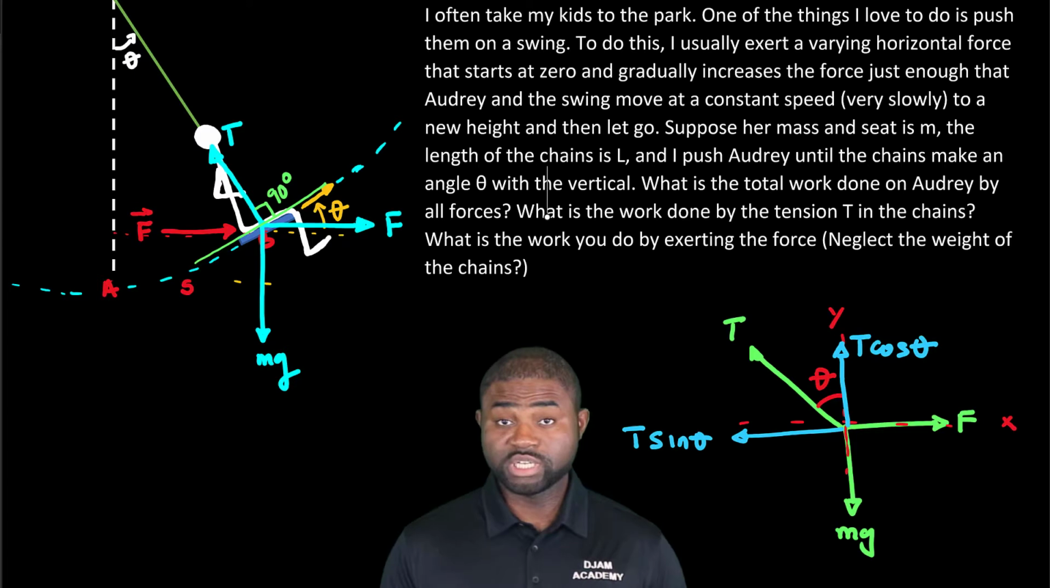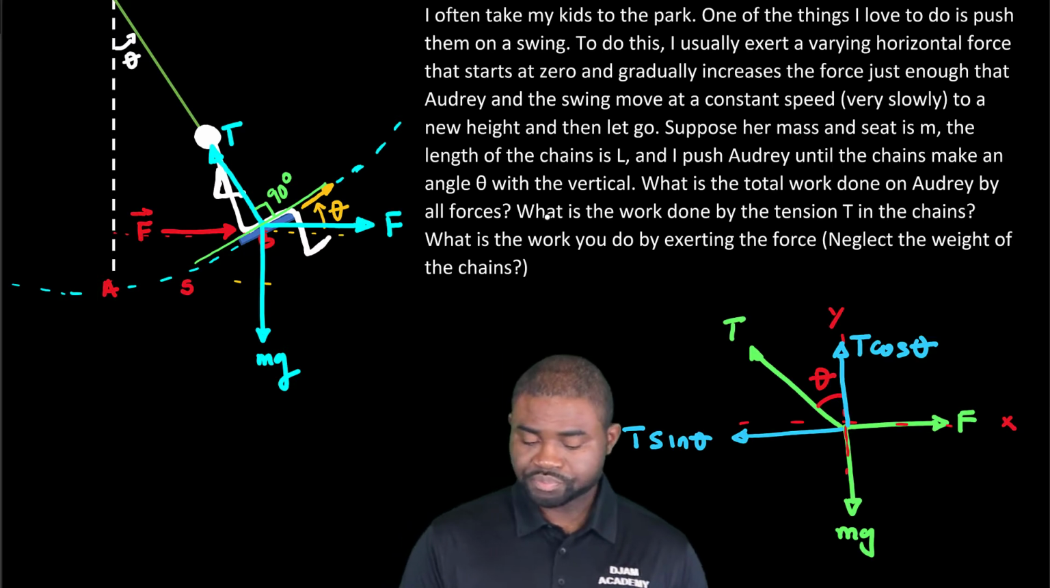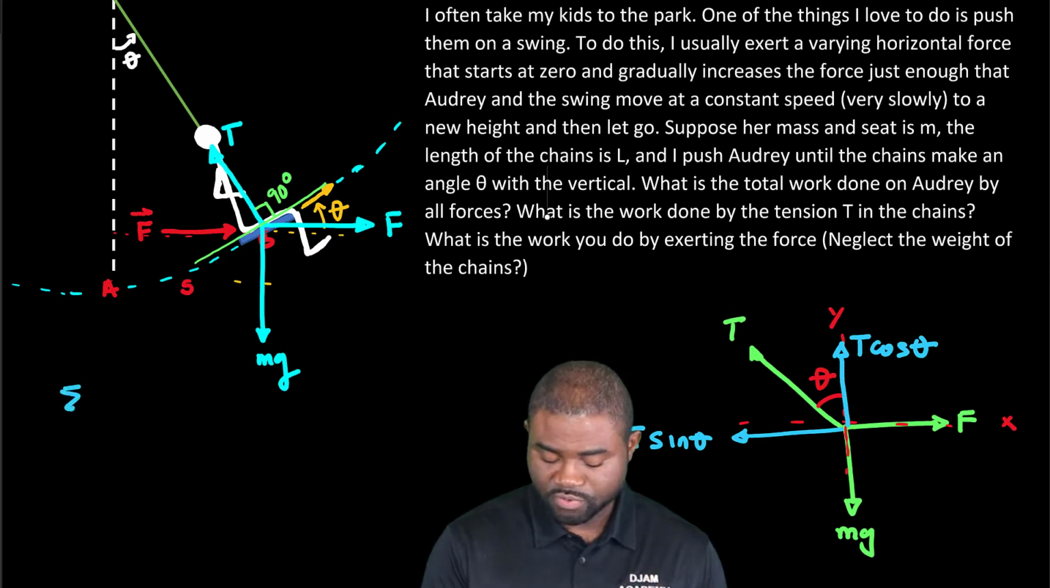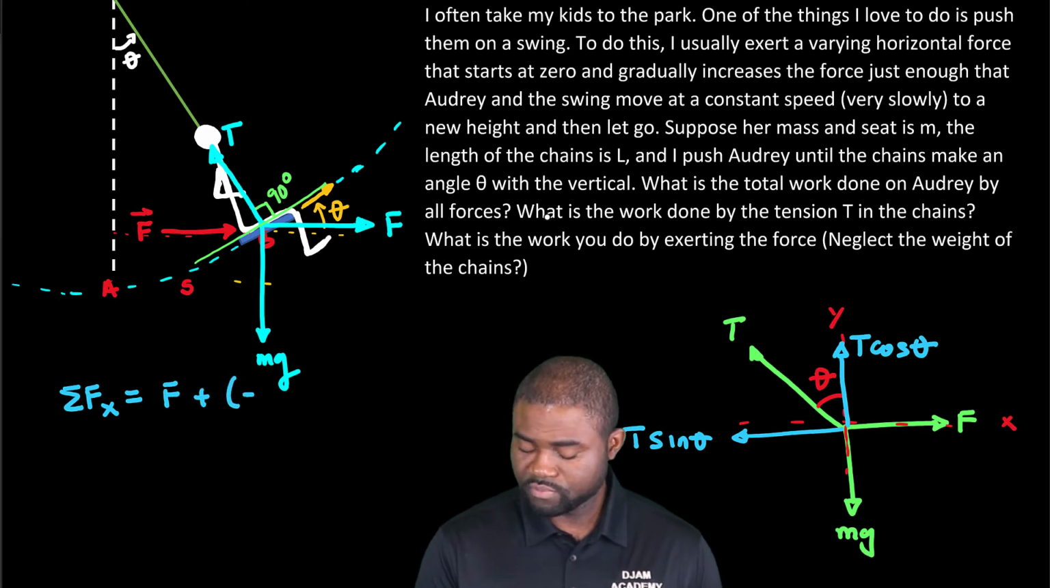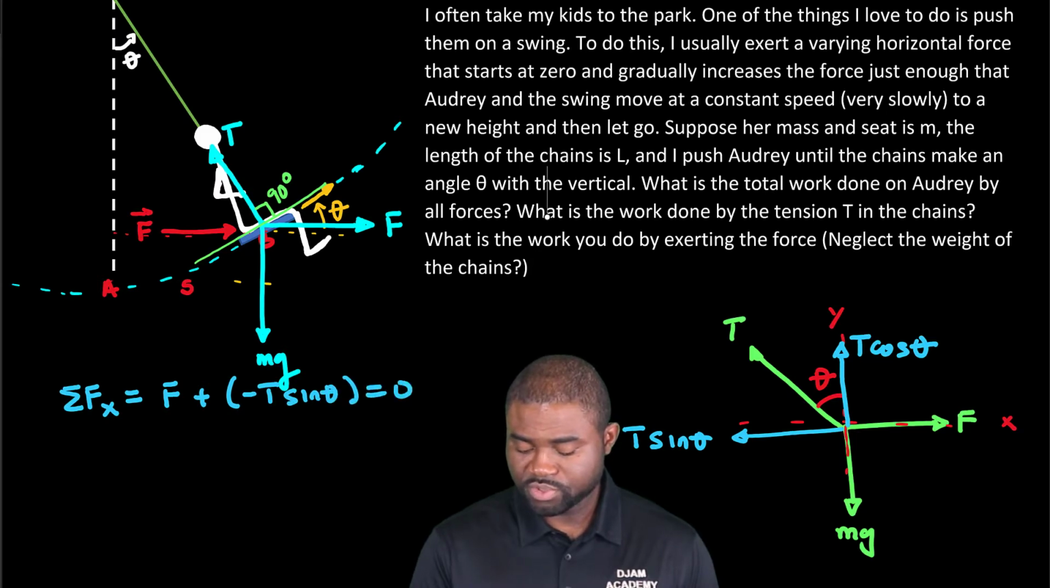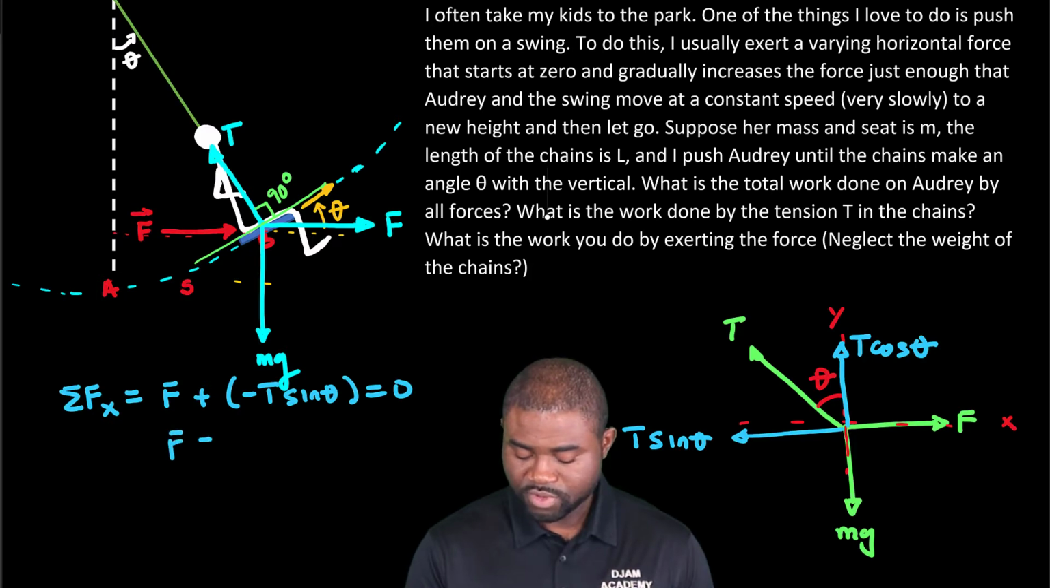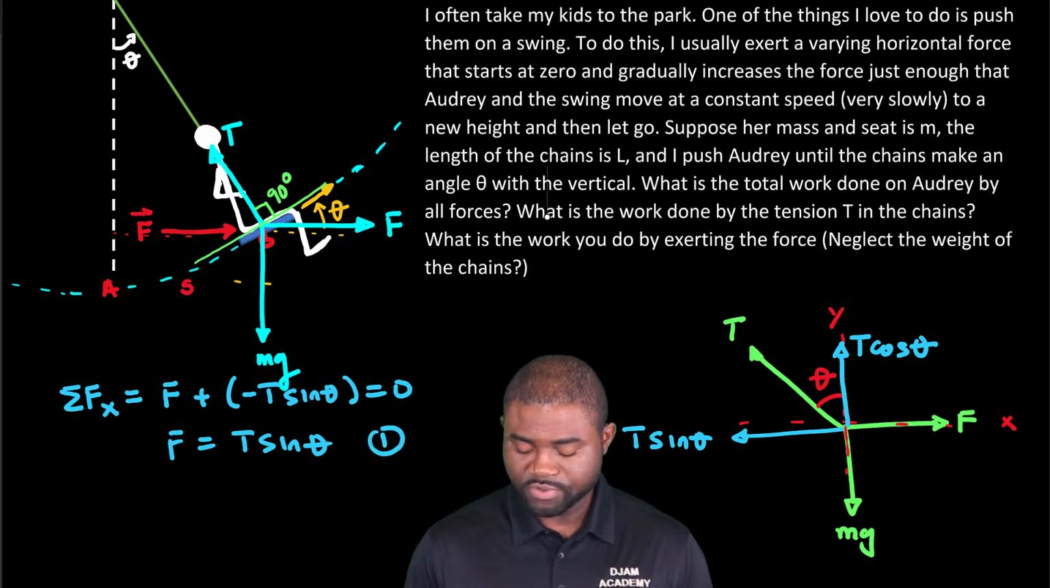Now the system is in equilibrium, which means that the sum of forces in any direction will be equal to 0. So that being said, we can see that the sum of forces along the x direction will be equal to F plus minus T sine theta. This is equal to 0. So we can see that F is equal to T sine theta. I'm going to call this equation 1.